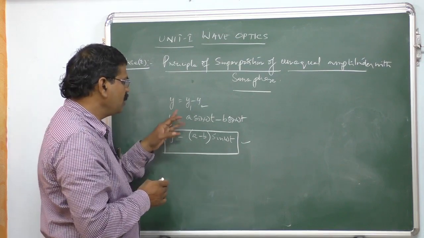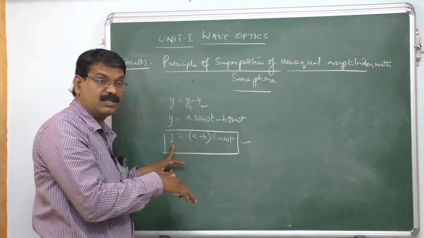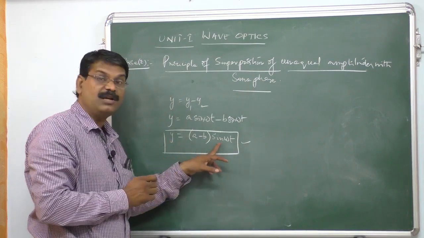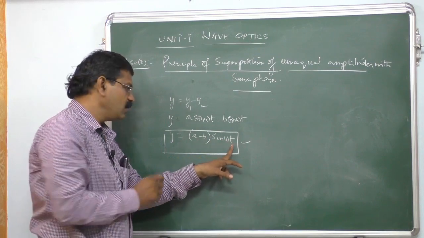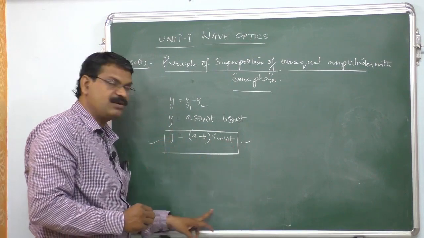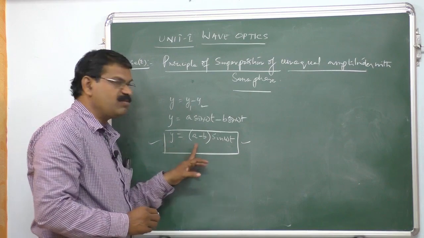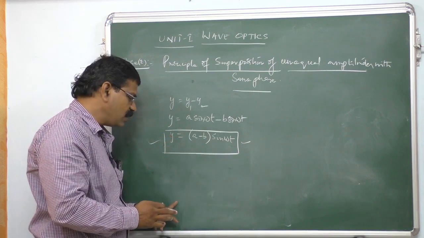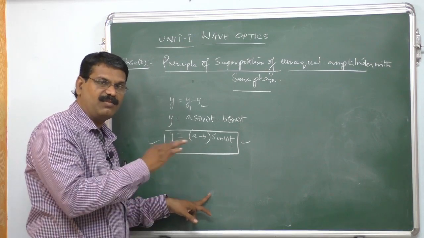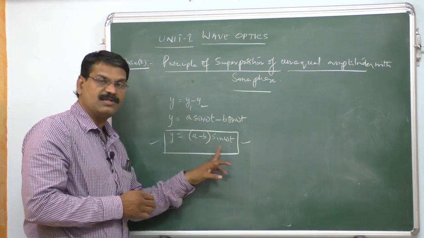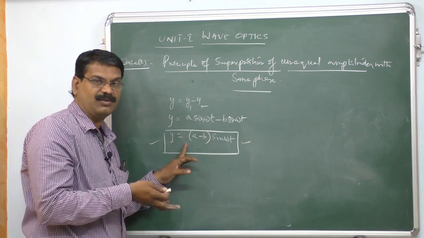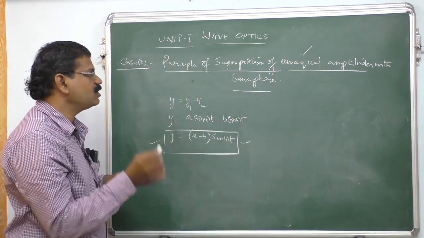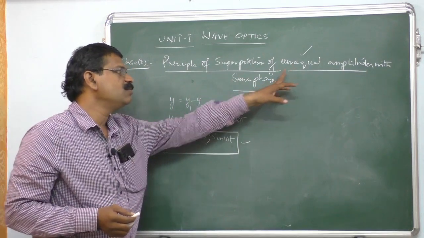Similarly, for the destructive interference pattern with these unequal amplitudes, y equals (a minus b) sin omega t. Is it clear? So we have to remember y equals (a plus b) sin omega t, and y equals (a minus b) sin omega t. The first is the sum of the amplitudes and the second is the difference of the amplitudes. That is why we put the heading: principle of superposition of unequal amplitudes with the same phase.